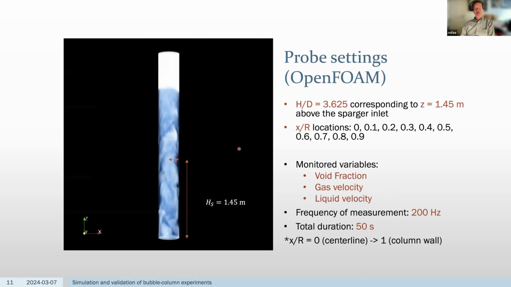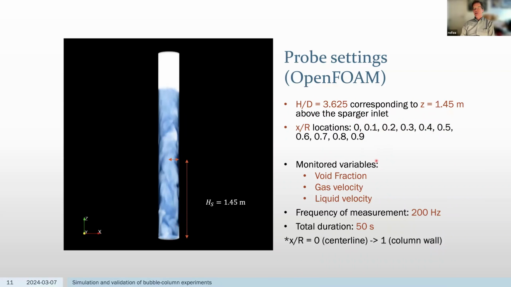Okay, so in OpenFOAM, the way you get data is you can put in probes, and we need to put in probes at the same locations as the experiment. So, for example, at the location where the experimental data was taken, which corresponds to 1.545 meters above the bottom of the column, we put in probes at the center line, and then at 10%, 20%, etc., up to 90% of the way to the wall. And we have probes across here.